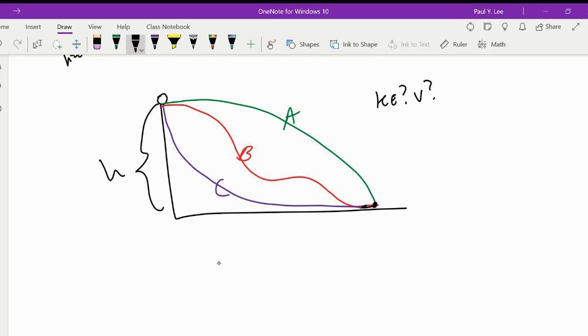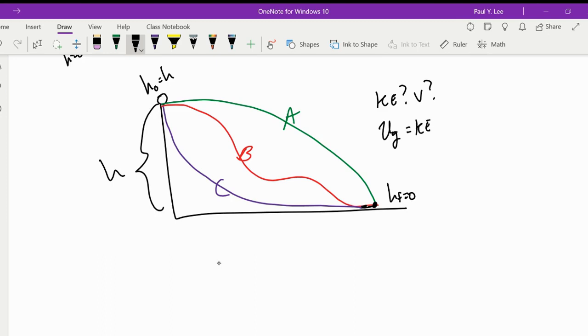So in order to answer this question, remember the path itself doesn't matter, only the starting point and the ending point. And if we know that your starting height, your h initial is h, and your final height, hf, is 0, we can say that starting off, they all have the same potential energy. And that potential energy at the end will be the same kinetic energy.